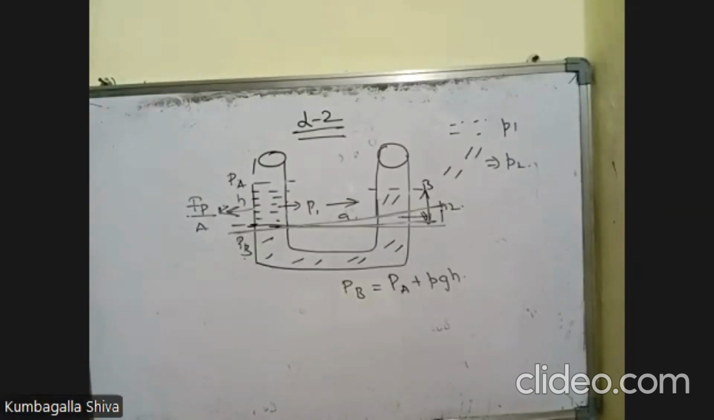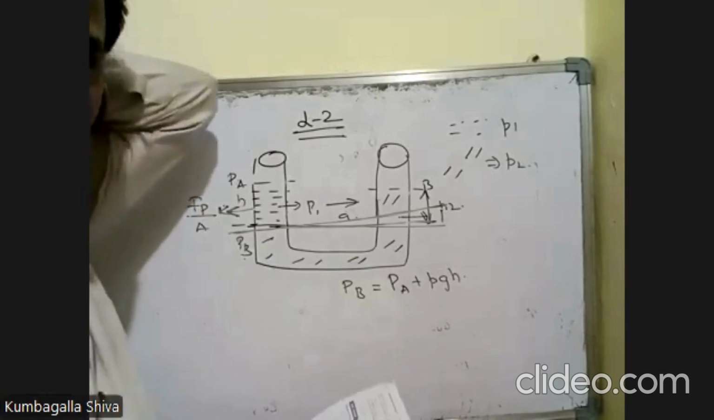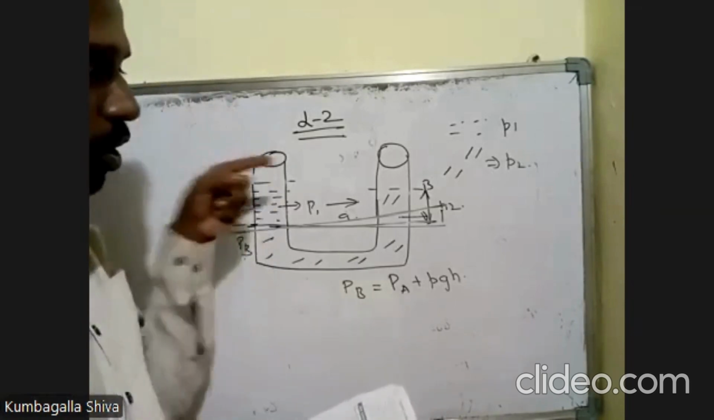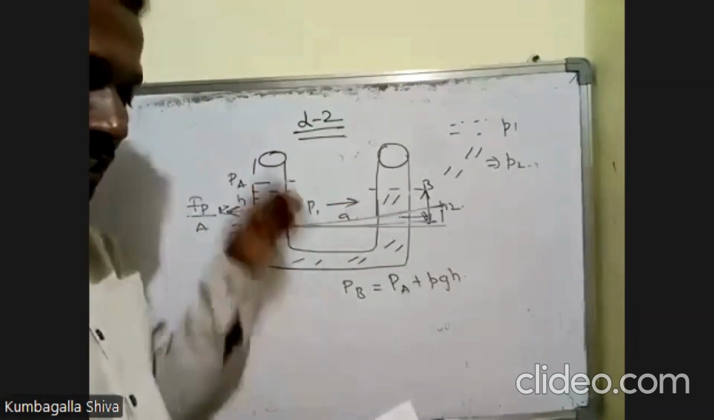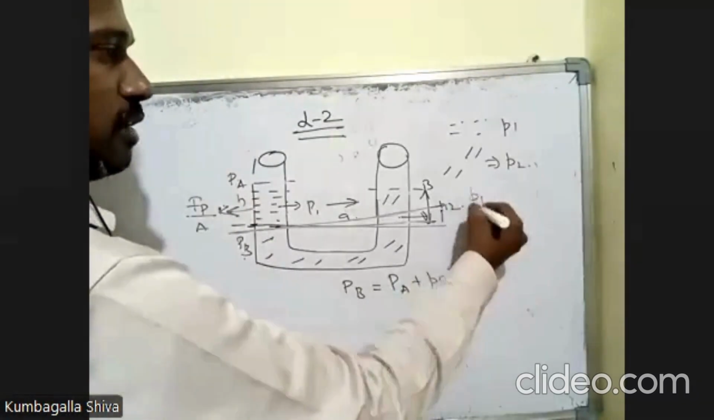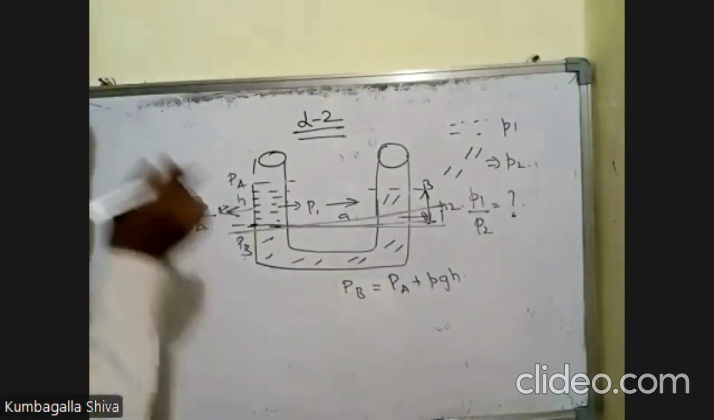Now, so clearly they said, what is that? A U-shaped tube is containing two liquids of densities density 1 and density 2 and is given an acceleration in the horizontal direction. What is the ratio of density 1 by density 2? They're asking for density 1 by density 2. If you need to find this one, that is the question. Clear?